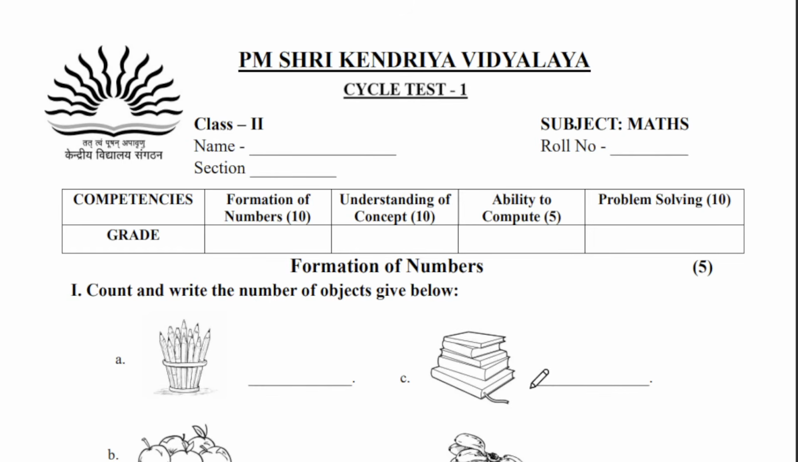So, today we are going to see the Class 2, Cycle Test 1, Periodic Test 1 question paper for the subject Maths. Okay, so we have Formation of Numbers 10 marks, Understanding of Concepts 10 marks, Ability to Compute 5 marks, and Problem Solving 10 marks.